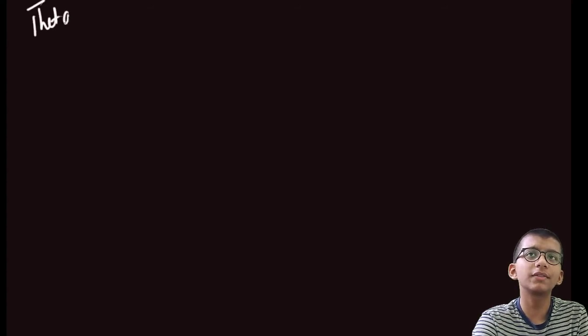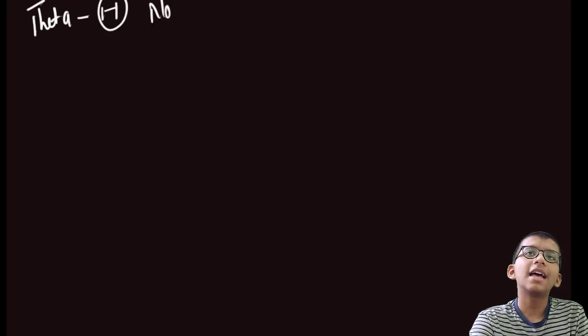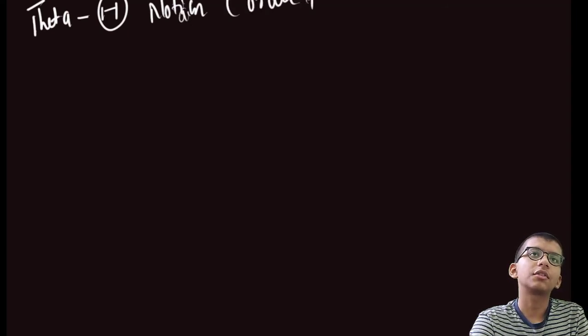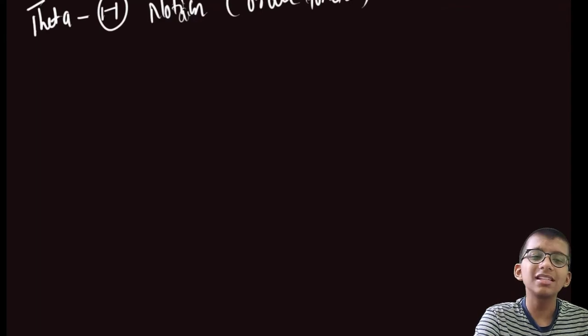So now let's talk about theta notation. There is a third type of asymptotic notation, which is a very useful notation, the theta notation. This is also called the order function. Okay? So it is a very useful function.